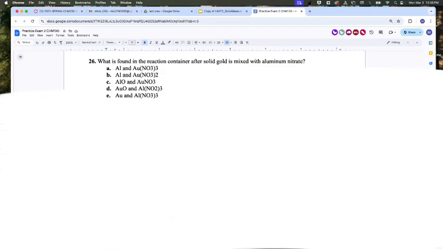What is found in the reaction container after solid gold is mixed with aluminum nitrate? Okay, so there's a lot of stuff going on here, and the first thing I'm going to do is delete our crutch and get rid of our potential answer choices, which is probably a good thing, because 4 out of those 5 answers are wrong. If we start looking at them and pick arbitrarily, we could easily trick ourselves into answering the wrong thing. Okay? So I'm mixing gold with aluminum nitrate.